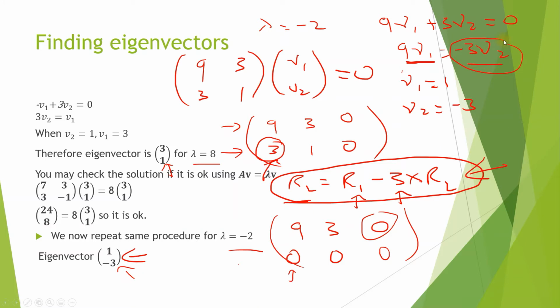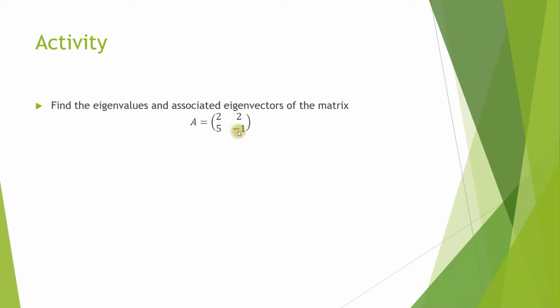So having said so, we can try to understand how all this applies to the concept of principal component analysis now. But you will have an activity that you can do on your own, and we can discuss it later on, which is this activity. You are asked to find the eigenvalues and associated eigenvectors of the matrix. You can do that, and we'll discuss that later on.